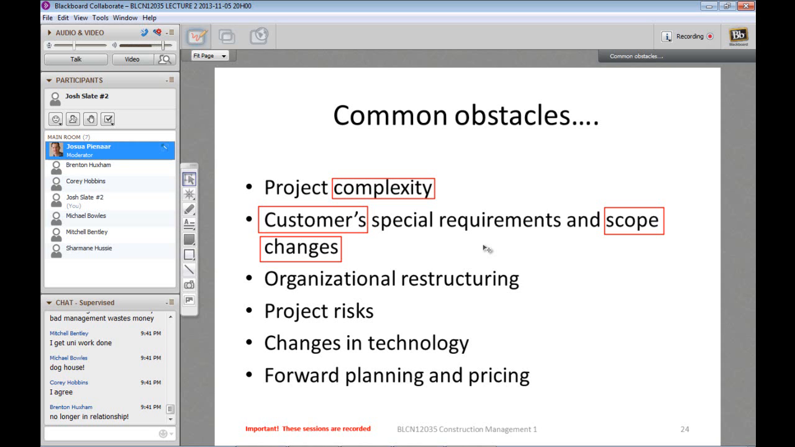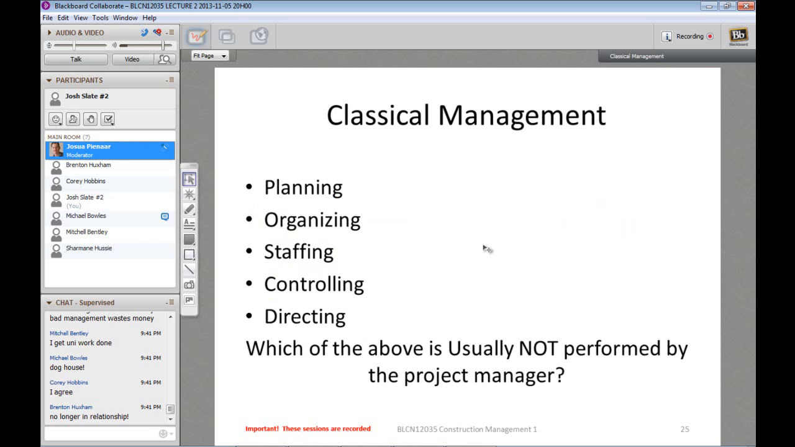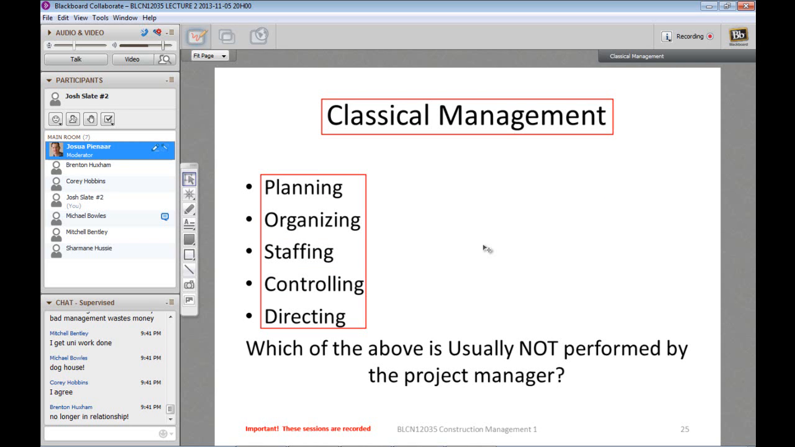All right, so organizational restructuring, all of those obstacles, you can obviously also read the textbook. There's some more information about the common obstacles in terms of project management. All right, so if we look at the classical management scheme, there's our 5 classical items when it comes to management: planning, organization, staffing, control, and then of course directing.